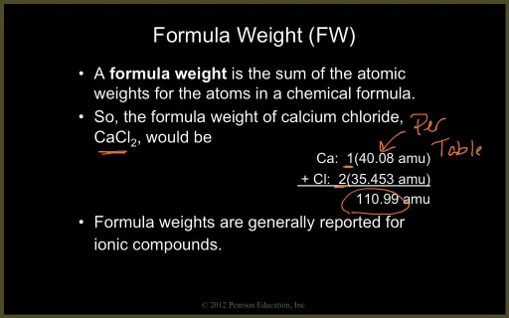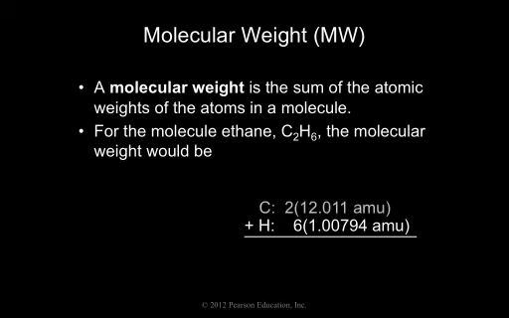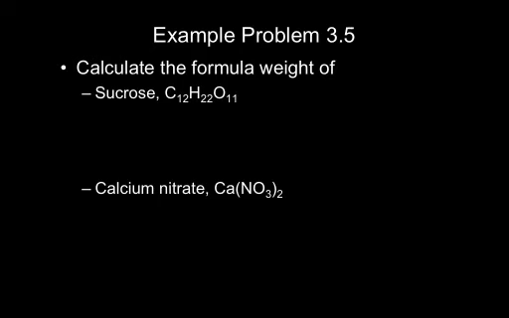Now the difference in the terminology, formula weight versus molecular weight, is that it's calculated the same, but notice here it says formula weights are generally reported for ionic compounds. So most of the time you'll hear the term formula weight when you're talking about an ionic compound. When you're talking about a covalent compound or a molecule, you'll hear the term molecular weight. Again, it's the same deal. All you're doing is adding up the masses of all of the substances in that particular formula. So molecular weight and formula weight can be used interchangeably. Formula weight is usually used more with ionic compounds, and molecular weight more with molecules or covalent compounds.